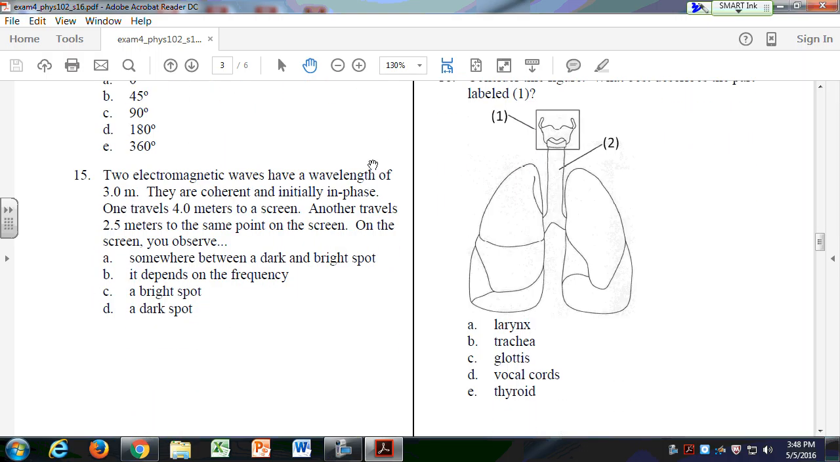This is interference again. Remember, you're looking for the path length difference, and then how much of an increment of wavelength is it? If it's a half wavelength, that's destructive. If it's full wavelengths, that's constructive. If it's in between, it's just something else.